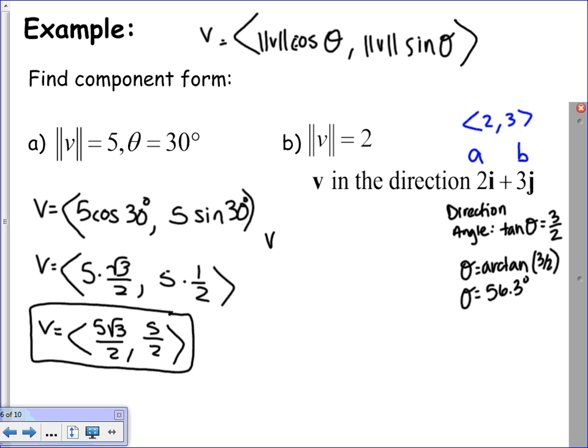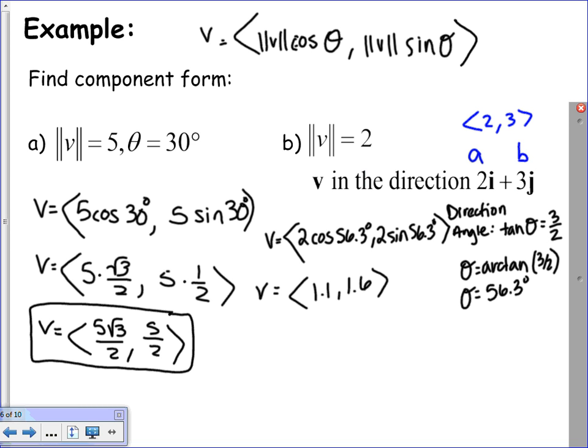So we could say v equals, and we're doing 2 times cosine 56.3, or 2 times sine 56.3. Does anybody have those decimal values, what they come out to be? I don't think I have them written down. 1.1 and 1.6.